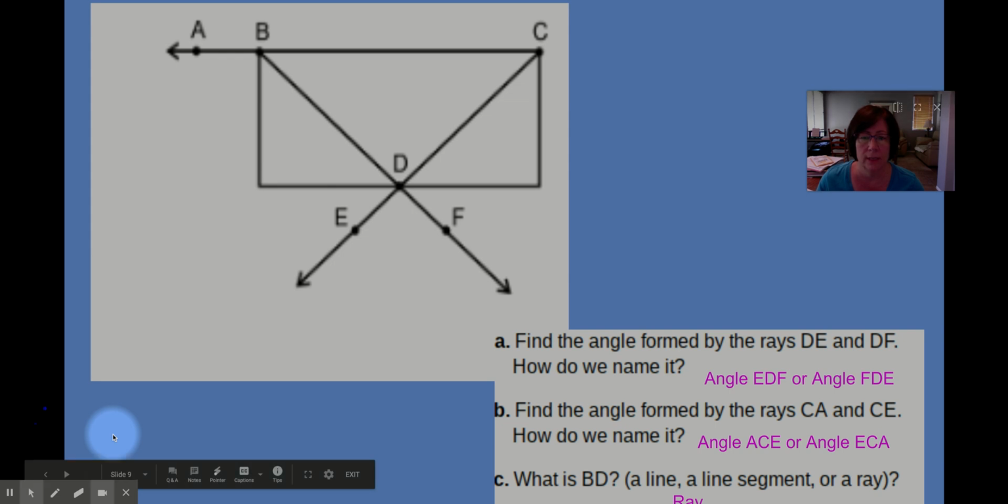Okay, everyone, that's it. So today you learned about points, lines, rays, and angles.